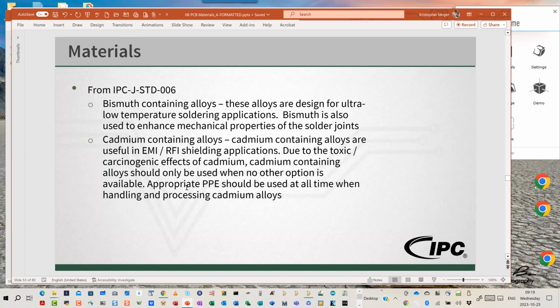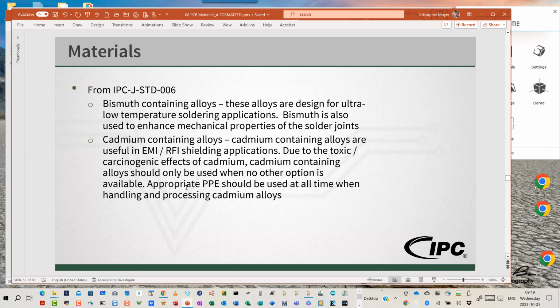Bismuth-containing alloys. These alloys are designed for ultra-low temperature soldering applications. Bismuth is also used to enhance mechanical properties of solder joints, so it makes a stronger solder joint. However, when alloyed with lead, bismuth changes the solidus and liquidus temperature so low that it can actually be done at room temperature or just slightly above, at slightly elevated temperatures.